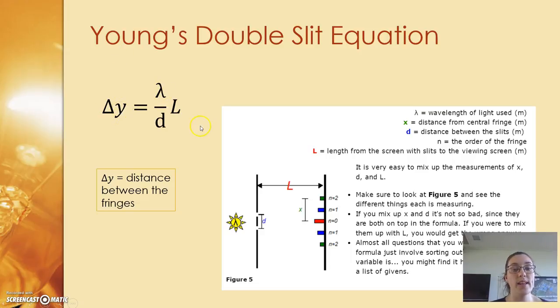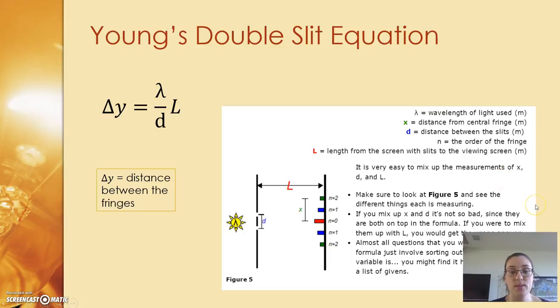Delta y is the distance between the fringes, so how far away the fringes are from each other. Other parts you might need to know: d is the distance between our two slits, and it's measured in meters. L is the distance the screen is from the slits. Another thing you might want to know is n. If you had a look at the other formula from before, n is the order of the maxima, whether it was the first one, the second one, the third one. They might come up in a couple of equations.